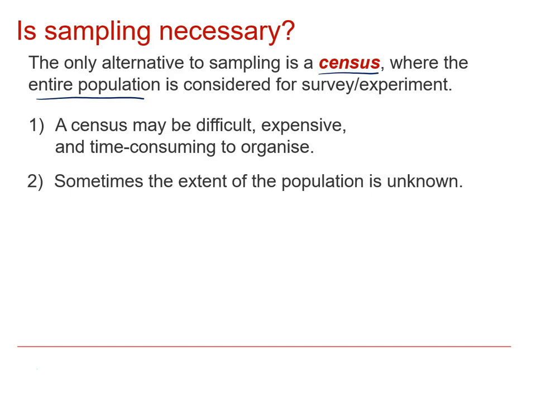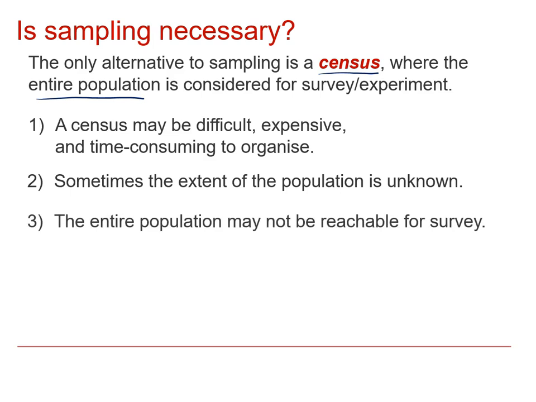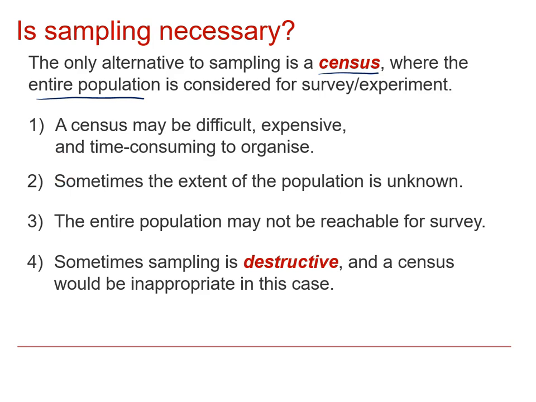Sometimes the extent of the population is unknown. So imagine if we were looking at wild lemurs in Madagascar. We certainly don't know how many wild lemurs there are. The entire population may not be reachable for survey. So for instance, if our population were of drug addicts, we wouldn't necessarily be able to contact all of those people. Sometimes sampling is destructive, and so a census would be inappropriate.